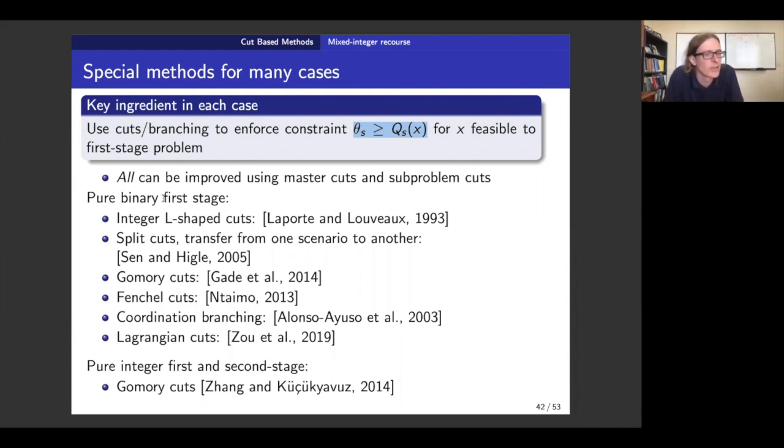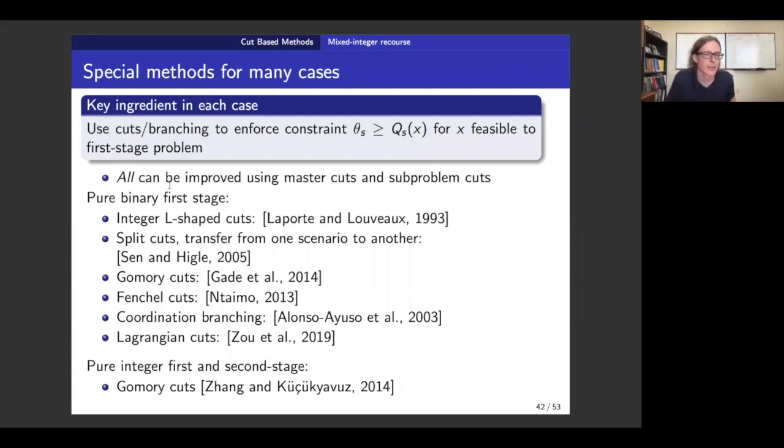But whatever the method, this idea of using these master cuts and these subproblem cuts to improve the relaxation will be useful no matter what, because it can improve the relaxations you're solving, reduce the number of branch and bound nodes, and help the overall thing. These master cuts and subproblem cuts aren't sufficient for any of these cases when you have integer recourse, but they're always going to be helpful in all these different cases.